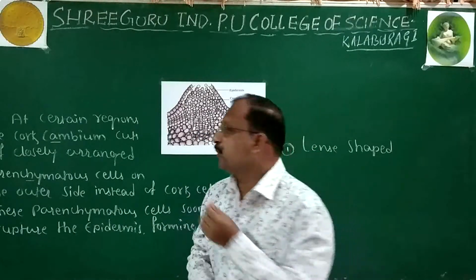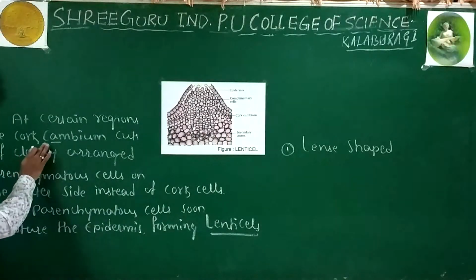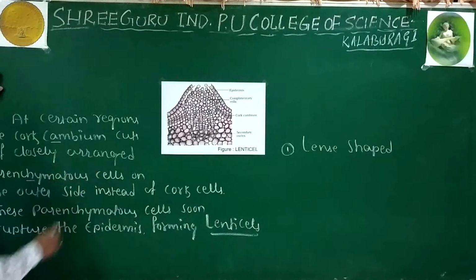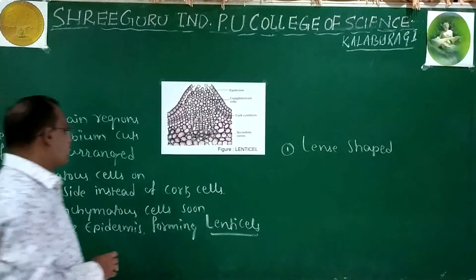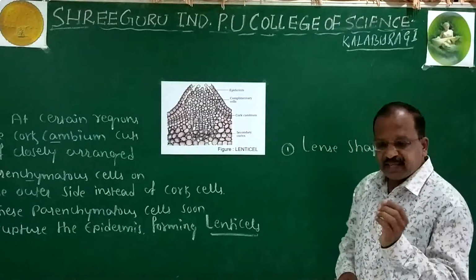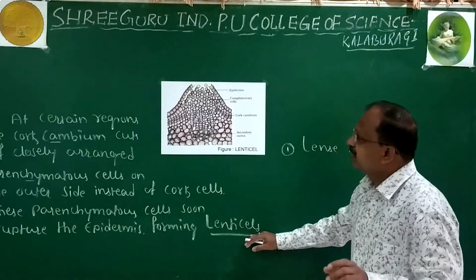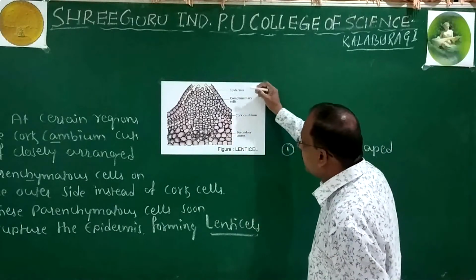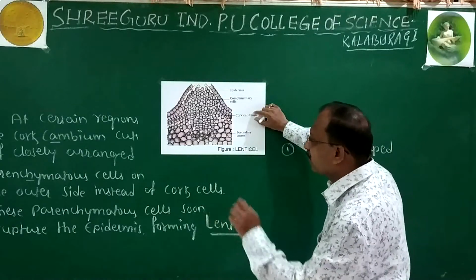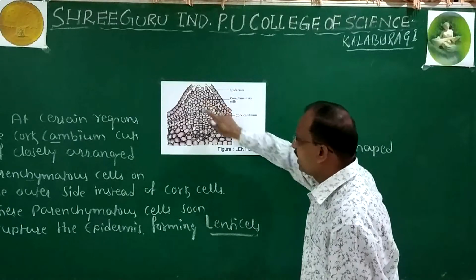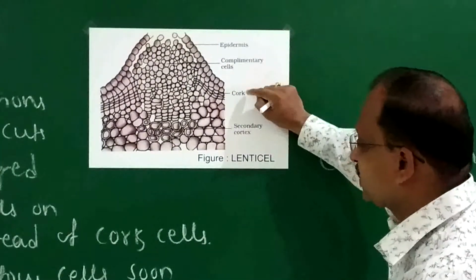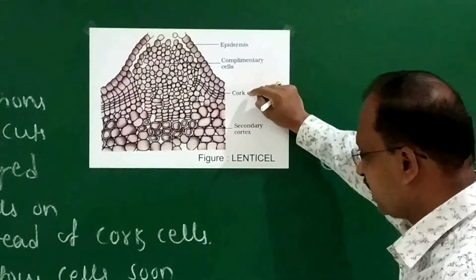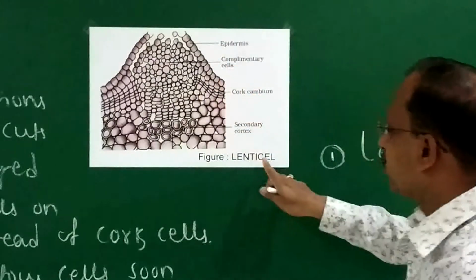Now the question arises how they are produced. At certain regions, the cork cambium or phellogen will cut off closely arranged parenchymatous cells on the outer side instead of cork cells or instead of phellum, and these parenchymatous cells soon rupture the epidermis and form lenticels. Take care of this point.